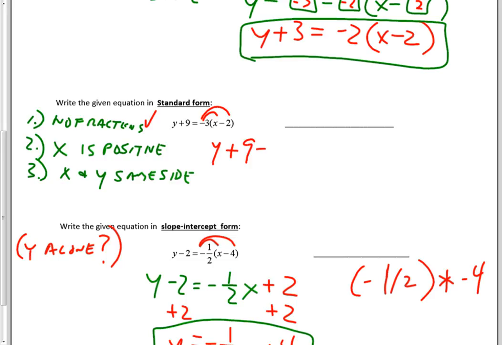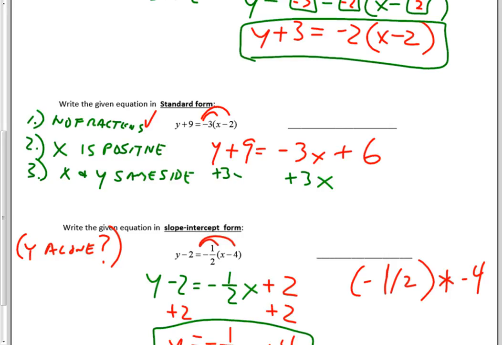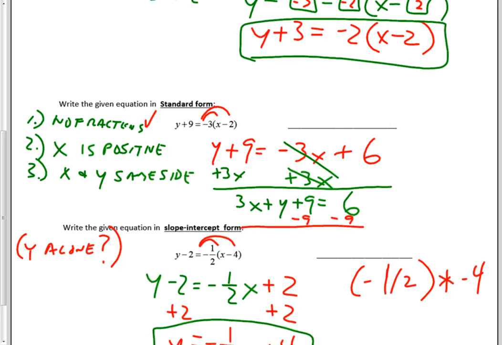Distribute. What do I get? Negative 3x. Is it a negative? Negative times a negative plus 6. No fractions, x is positive. If it's not positive, what do I do to it? Move it. Almost there. I need X and Y all alone on the same side. Minus on the 3x, same side, what do I have to get rid of? Do 9 minus 3. Minus 9, that gives me 3x plus y equals negative 3. That's my answer. Box that in.